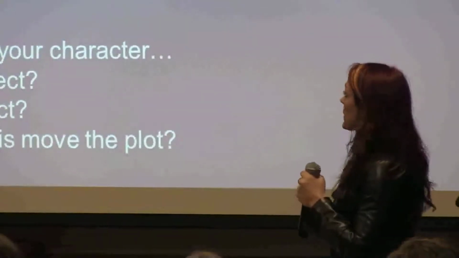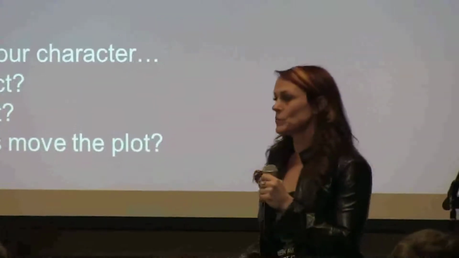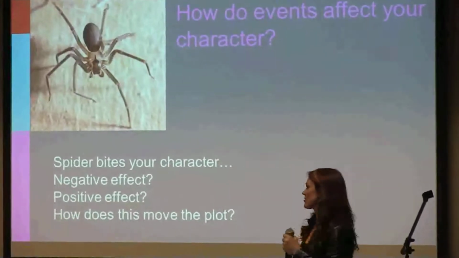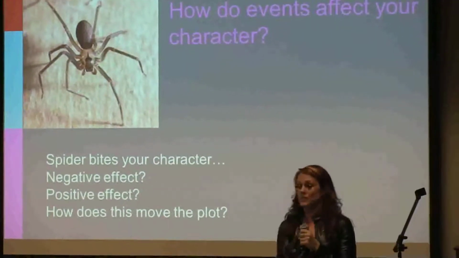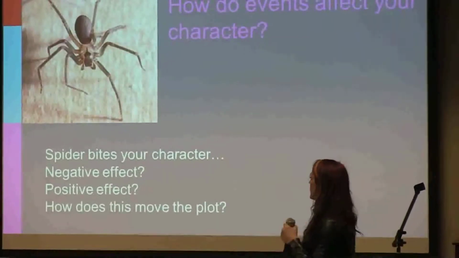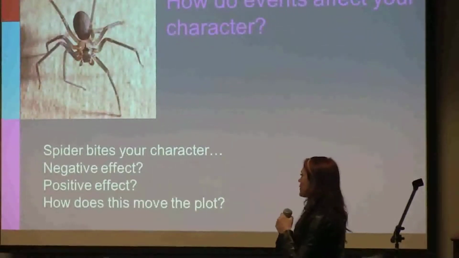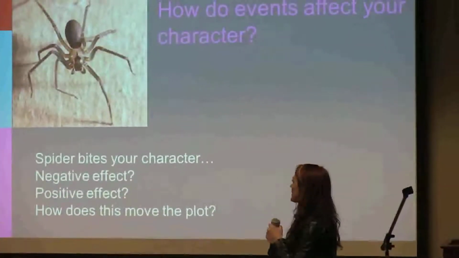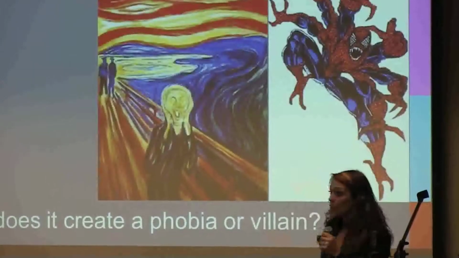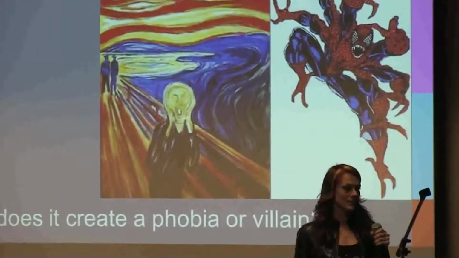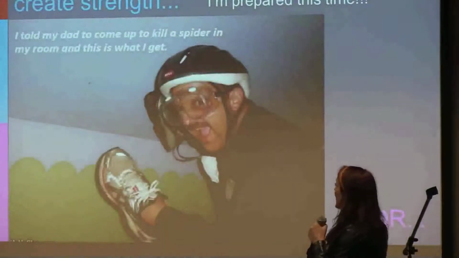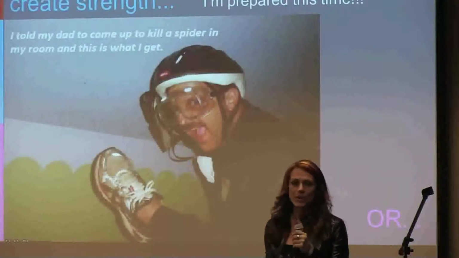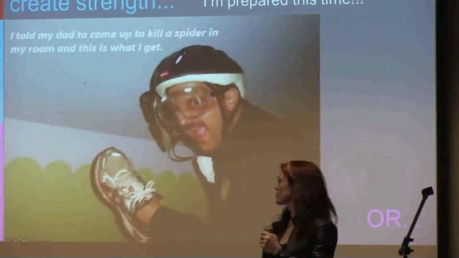Okay, so the other thing is, how do events affect your character? So you have this plot and you have these things that happen. One of the ways to show your reader who your character is, is to show how they react to the events around them. Let's go with this: a spider bites your character. Does it have a negative effect or a positive effect? How does it move the plot along? Does it create a phobia or a villain, this event? Or does it create a strength? Like, this person has learned, so they're ready for the next time it happens, or they've learned something that will help them in their lives.